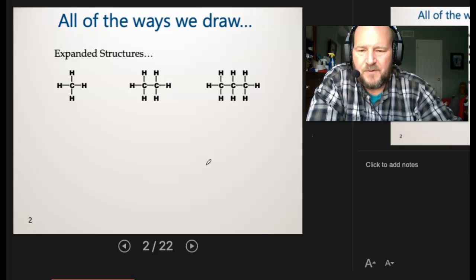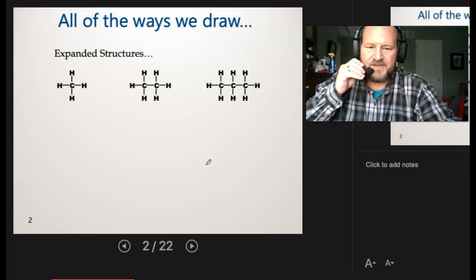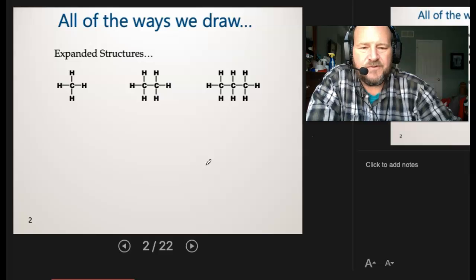We left those out when we were practicing naming simply because the drawing gets a little too busy with all the hydrogens on there. And I wanted you to make sure you could see what I was doing and how I was naming and numbering carbons and that kind of stuff.